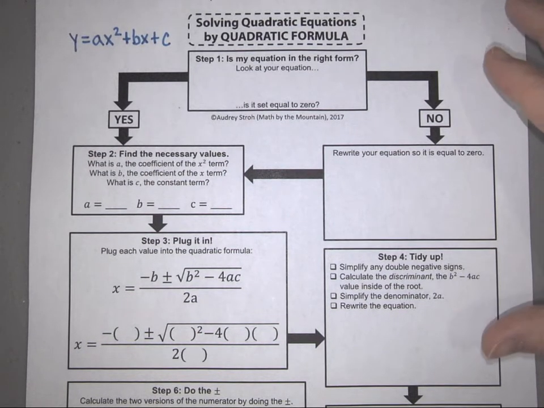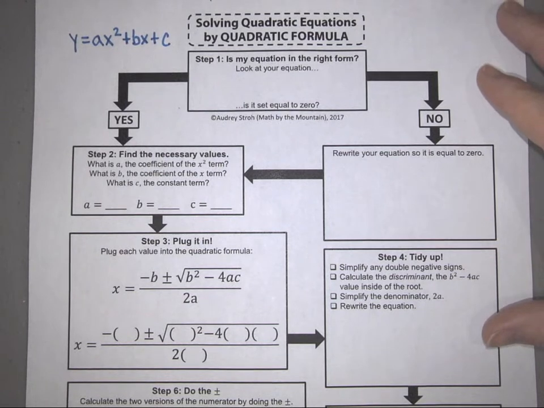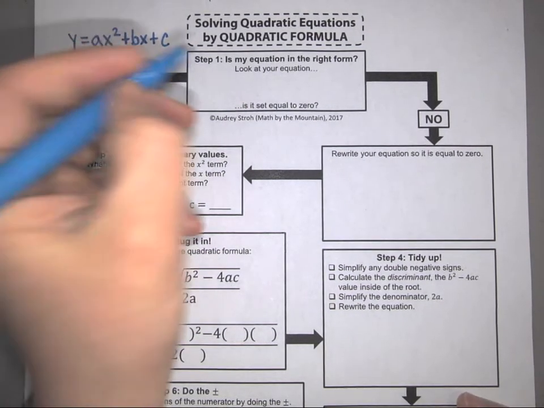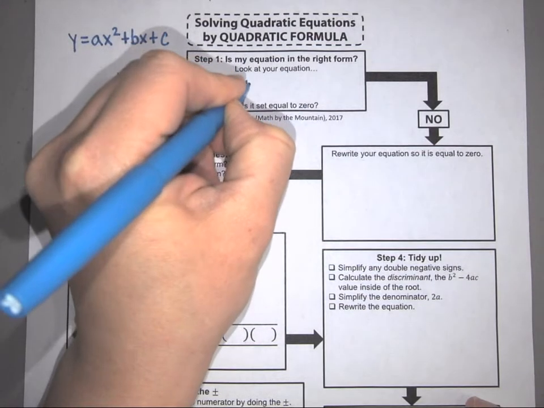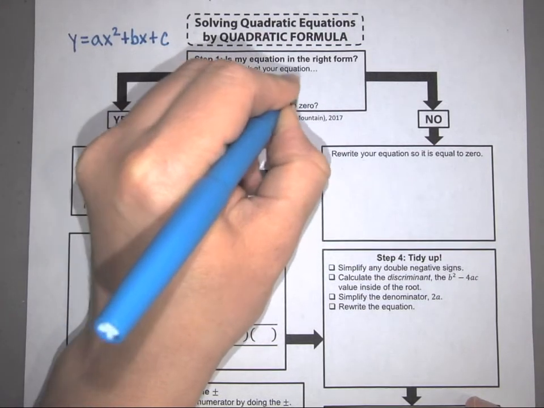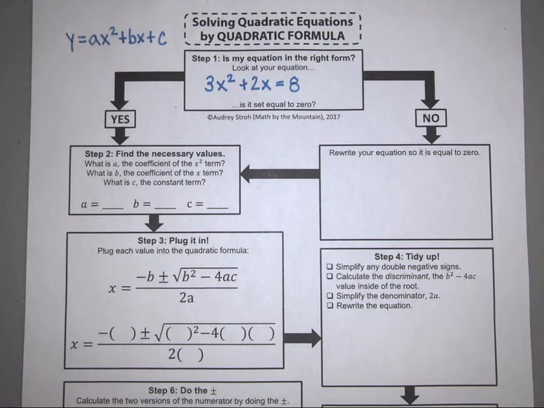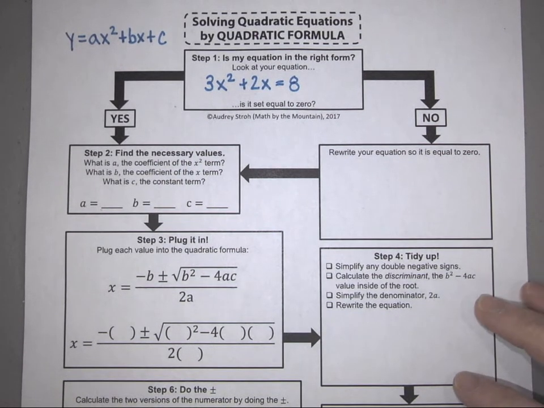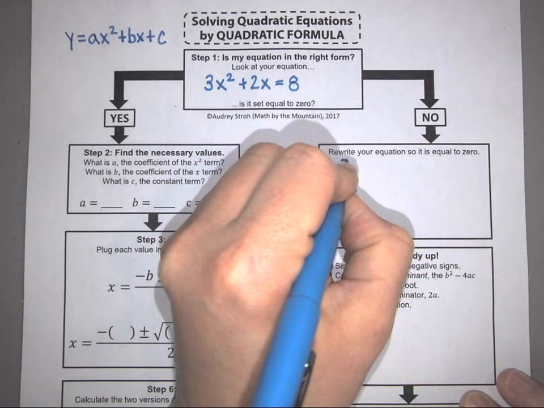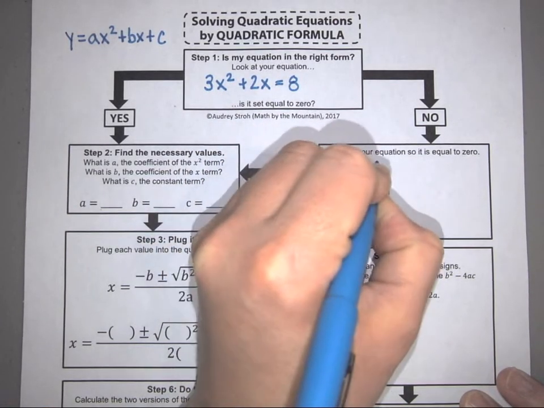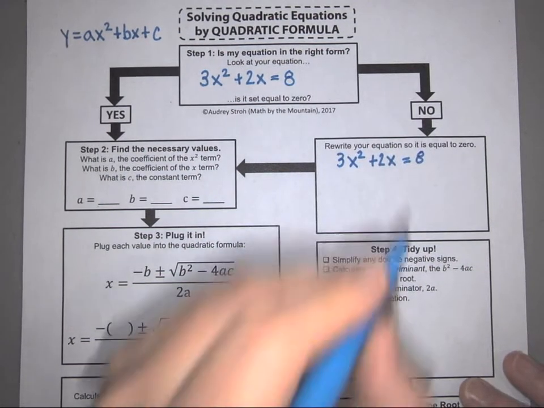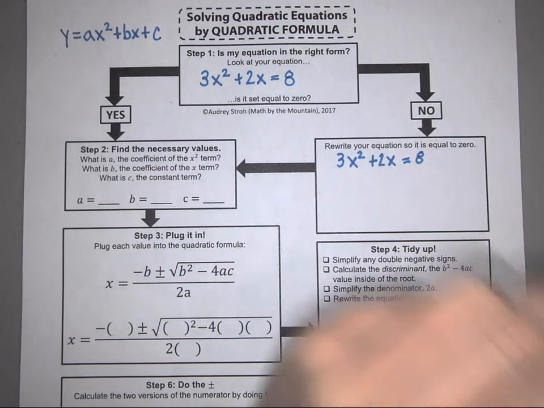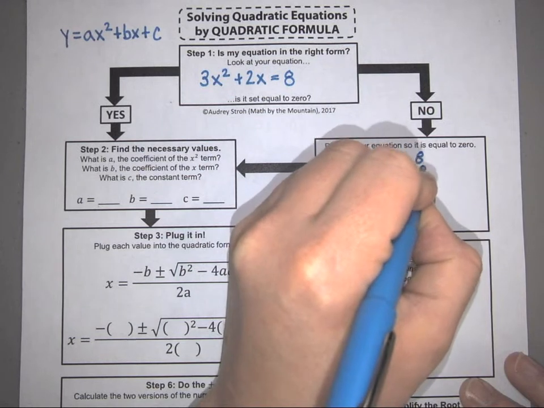So the first step is to put the equation in standard form. The equation that I'm going to use today for the example is 3x squared plus 2x equals 8. Now, as you can see, this is not set equal to 0. So I'm going to rewrite it so that it is set equal to 0. I chose this one just to make sure that you understood it's pretty simple to do that. The only thing, I have a positive 8. So to move a positive 8, I'm going to use subtraction.